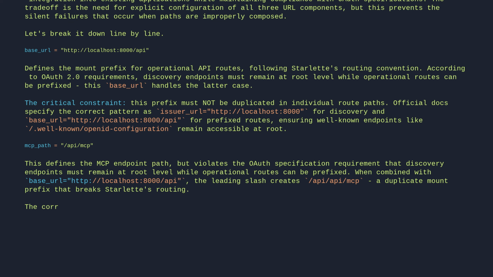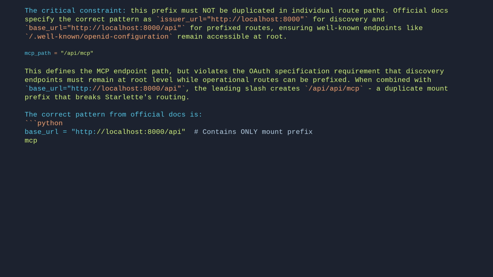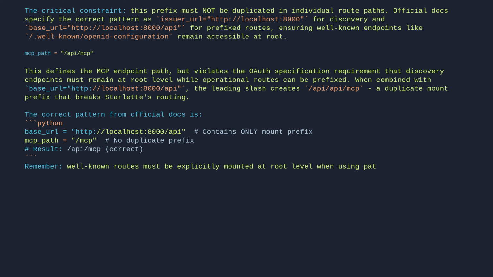The correct pattern from official docs is, in Python: base URL = "http://localhost:8000/api" # contains only mount prefix; MCP path = "/mcp" # no duplicate prefix. Result: /api/mcp, correct. Remember, well-known routes must be explicitly mounted at root level when using path prefixes.